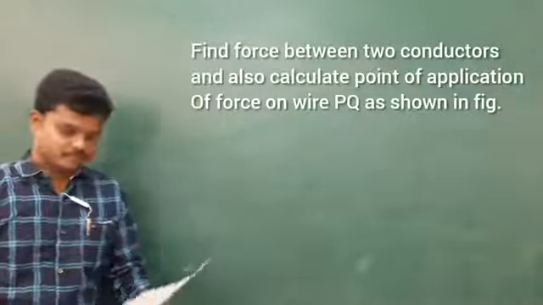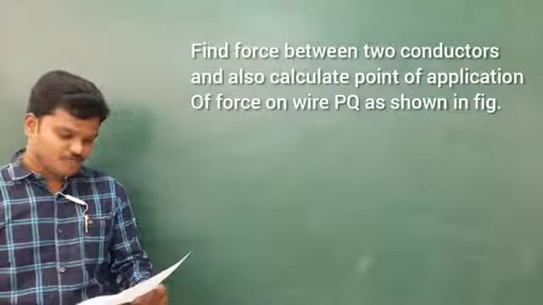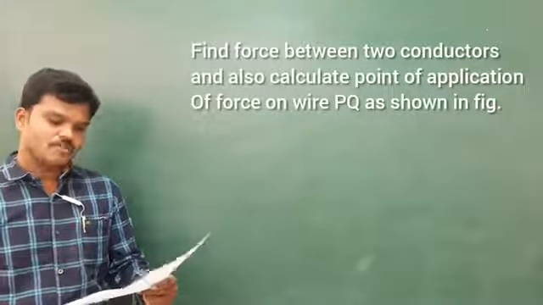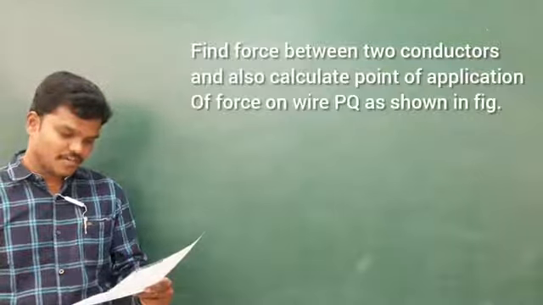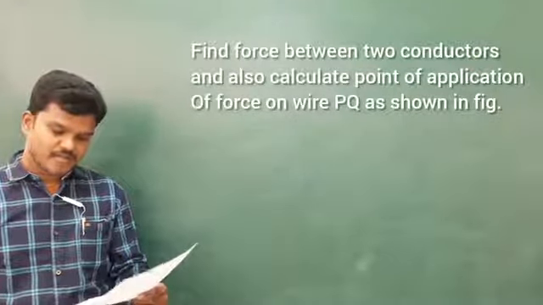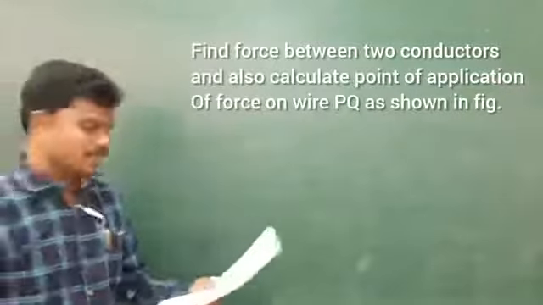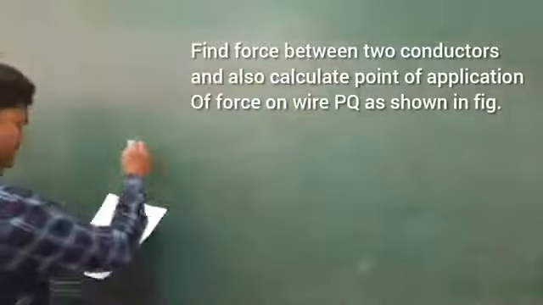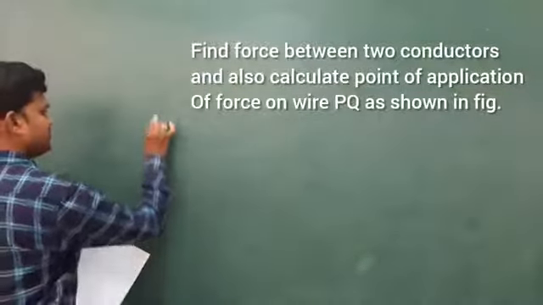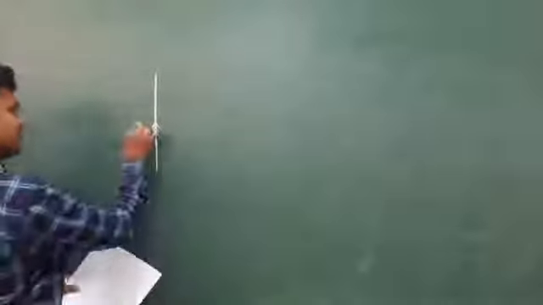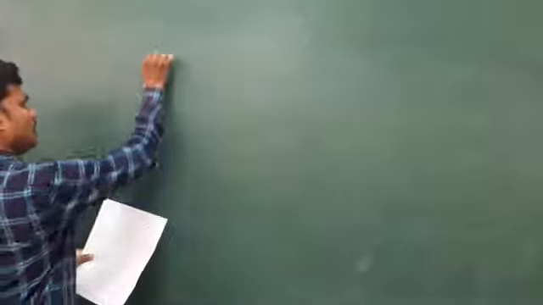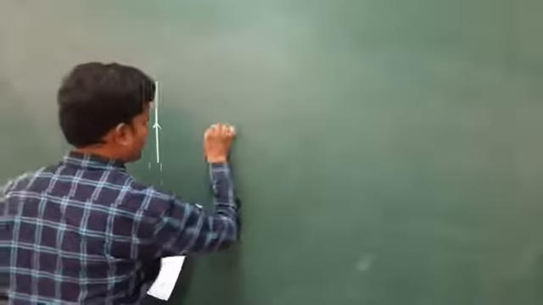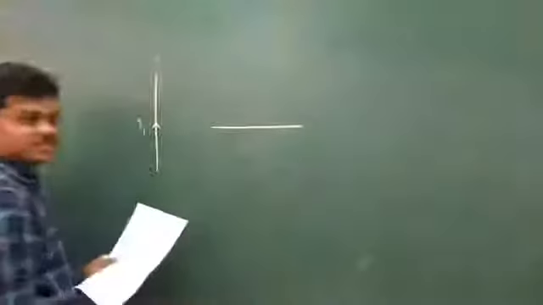So, very small now. Find the force between two conductors and also calculate the point of application of force acting on wire PQ as shown in the figure. So again the same. Let me draw a diagram here. This is the wire which carries current I1, and another wire is placed like this. Yeah, this is the problem.